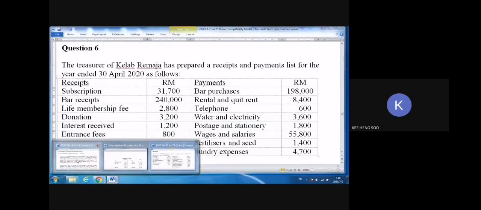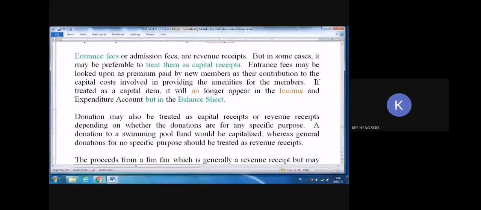Okay. So the question will tell you, don't worry. It can be revenue receipt, it can be capital receipt. If it is revenue receipt, that means you are going to record it in your SPL. So once the revenue receipt is income, then you record it in your SPL. Donation may also be treated as a capital receipt or revenue receipt. Can you see that? It can be revenue receipt. It can be capital receipt.